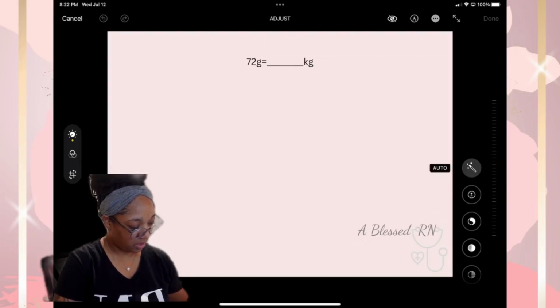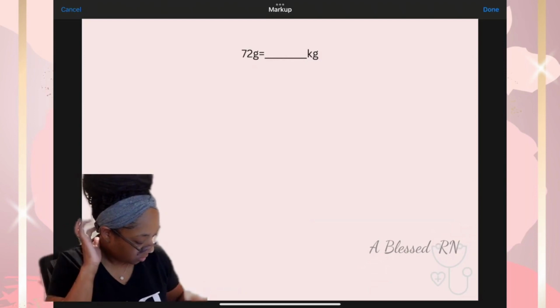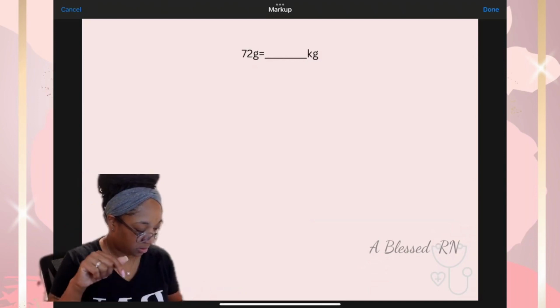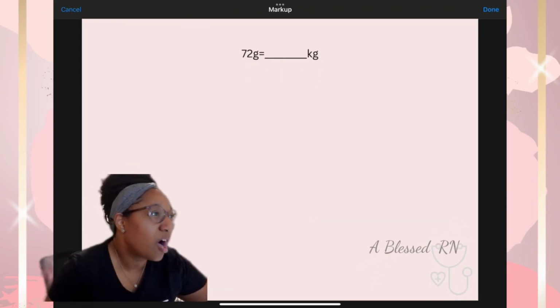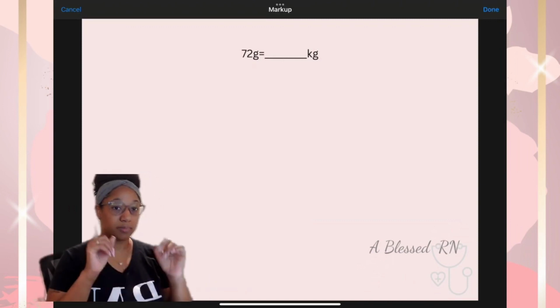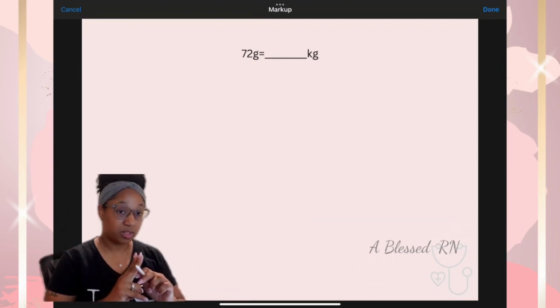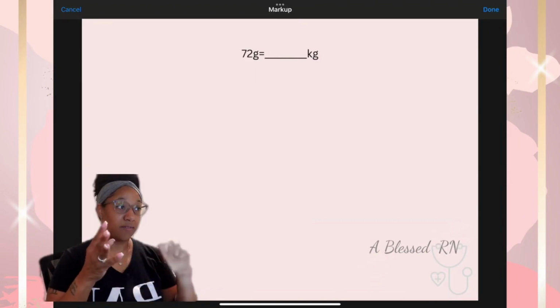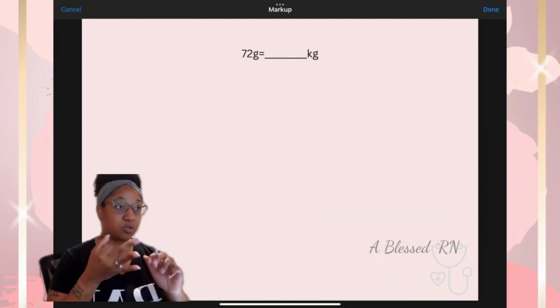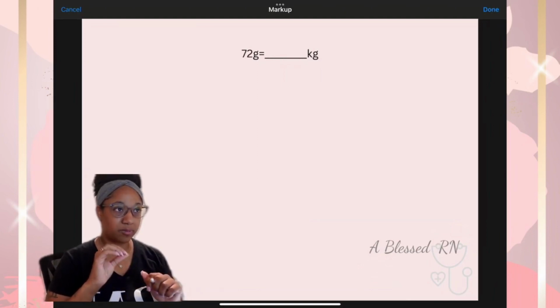72 grams is how many kilograms? So a gram is smaller than a kilogram. So we always move the decimal 3 places. If you're going from gram to kilogram, gram to milligram, or milligram to microgram, it's always going to be 3 spaces.